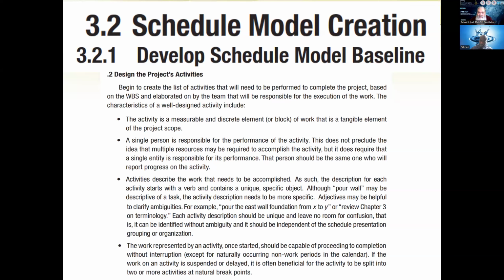It should be a measurable and discrete element or block of work that is tangible. Tangible element of the project scope means it fulfills the scope somehow, the overall scope of the project. This tangible element is contributing to the fulfillment of the scope of the project. You agree with me?